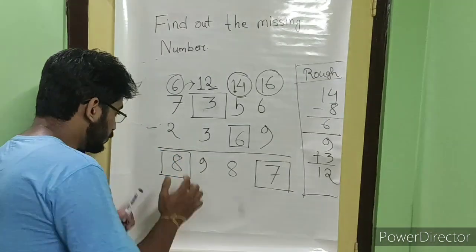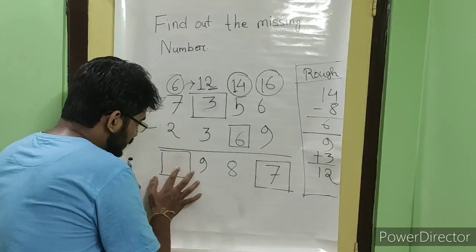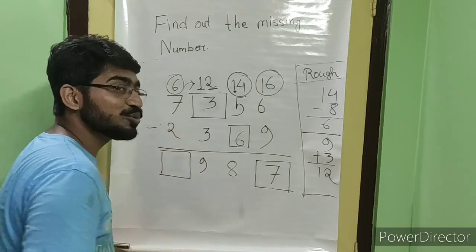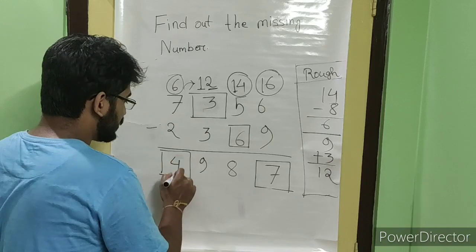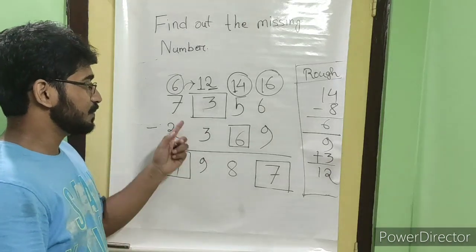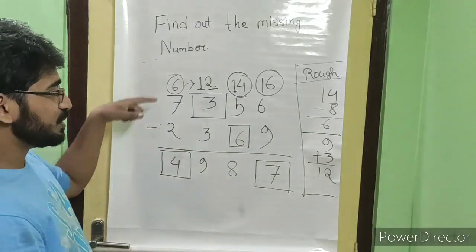Oops, no. It is not right. Because 6 plus 2 is 8. 6 minus 2 is not 8. 6 minus 2 is 4. Okay? It has been solved.